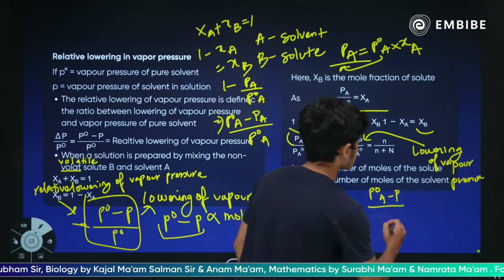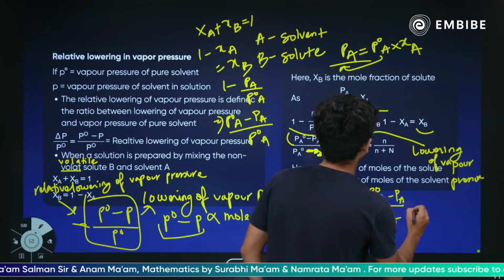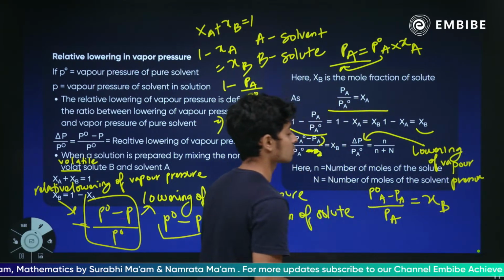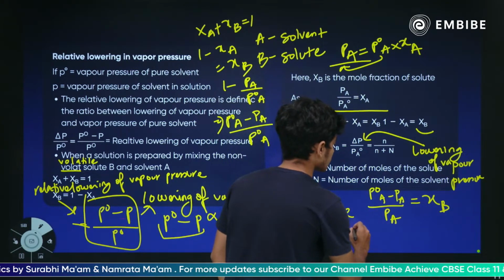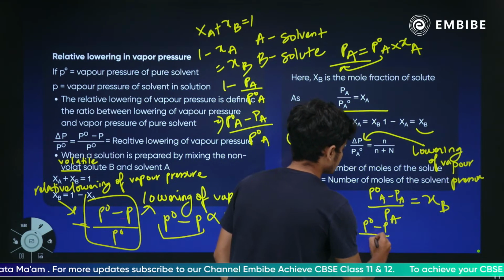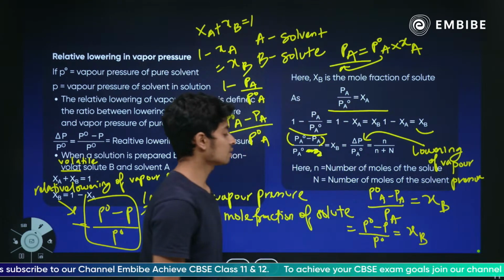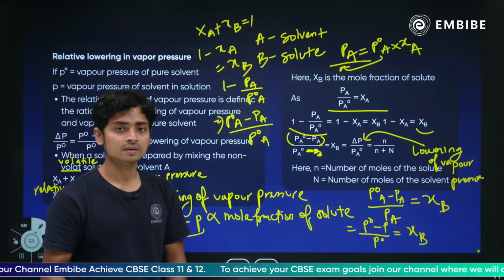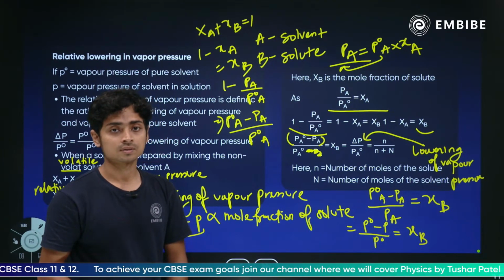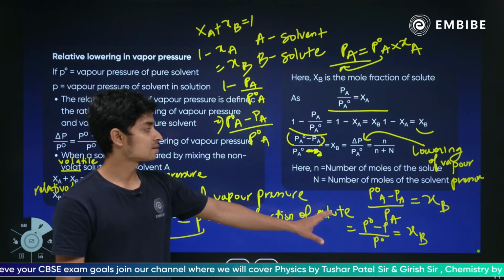Finally, you will get P naught minus PA by PA is equal to xi of B. Xi of B is your mole fraction of the solute. This you can change again. You can give P naught minus P by P naught equal to xi B, where P naught is the vapor pressure of pure solvent and P is the vapor pressure of the solution. So I hope this part is clear.